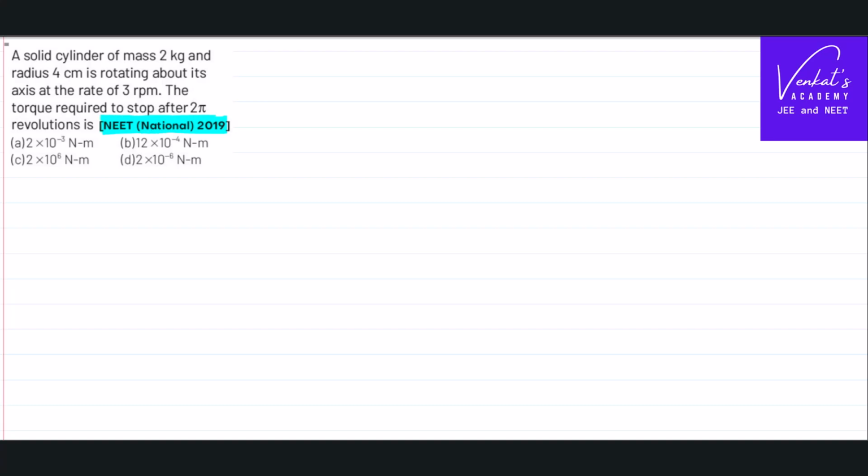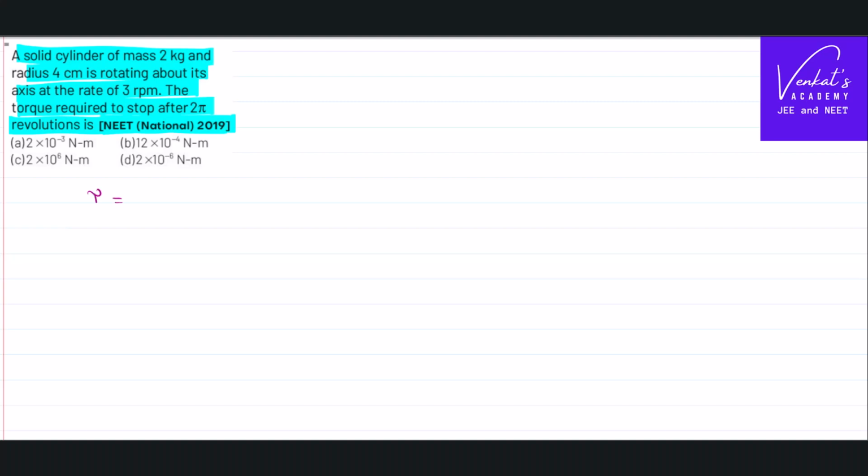We are solving a NEET 2019 question from rotational dynamics. A solid cylinder of mass 2 kg and radius 4 cm is rotating about its axis at the rate of 3 rpm. What is the torque required to stop it after a revolution of 2 pi? So if I have to find the torque, what do I need to know?